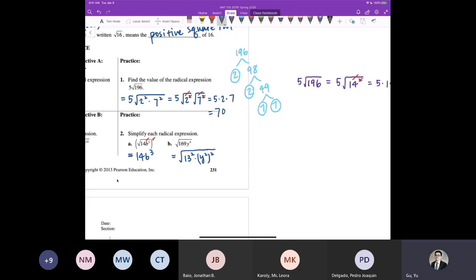And then I'm going to put them into separate radical signs. So you have radical 13 squared times radical y squared squared. And notice that all my radicands are perfect squares, so I could cross out with the square root outside. And then you write down what's left. First part is 13, second part y squared. And that simplifies part B. Any question about number 2?